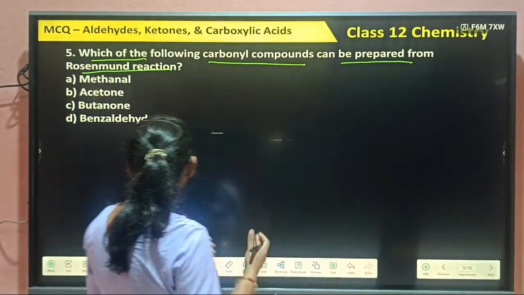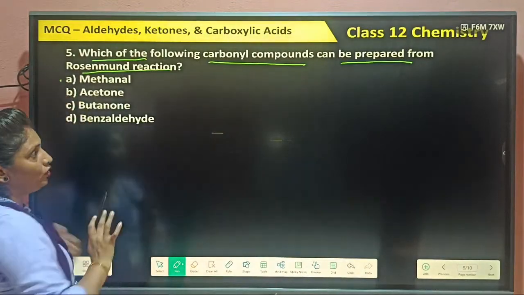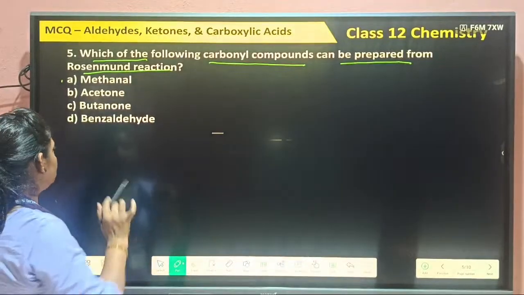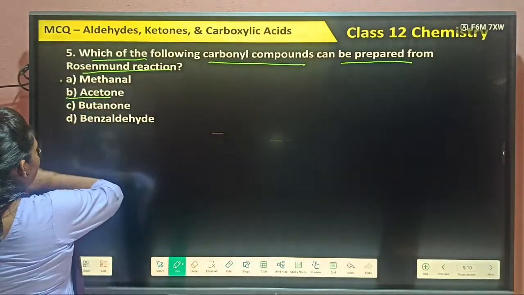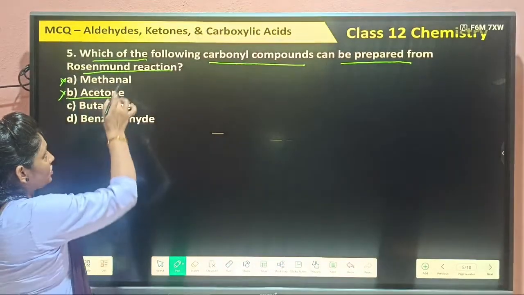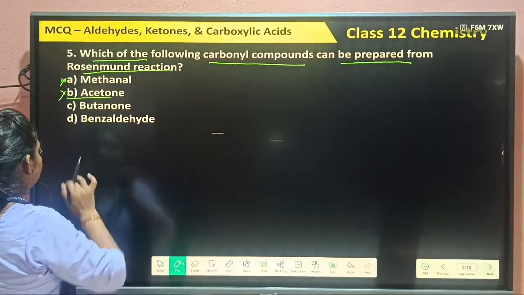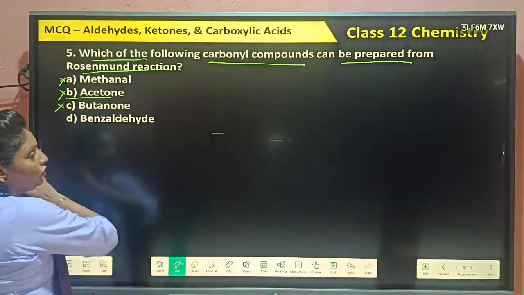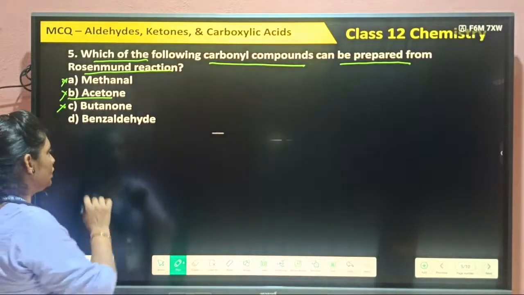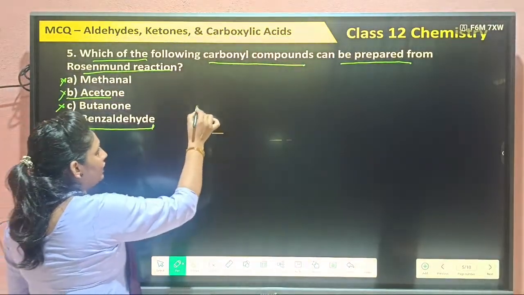Okay, students, then we will see. Methanol, no, we cannot get the methanol from this. Acetone we cannot get, because this method, Rosenmund reaction, is used only for the preparation of the aldehyde. Butanone, no, we cannot produce ketone by Rosenmund. Benzaldehyde, yes, we can get the benzaldehyde.